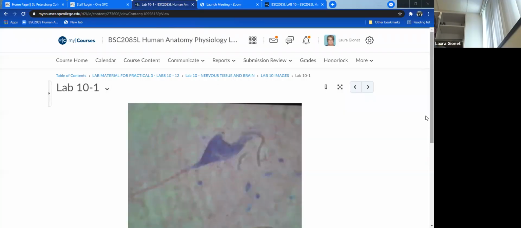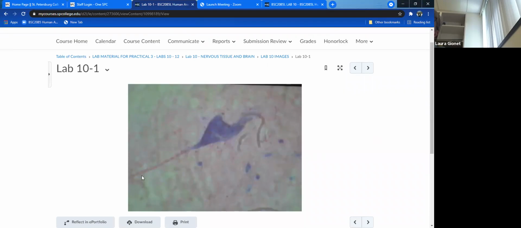Sometimes I use these, sometimes I don't. So histologically, I generally don't ask about the motor neuron because I don't think this is a very good picture of a multipolar neuron. Not that it's the instructor's fault that took the picture. It's just hard to get a good one and put it up on the course page. All right, but this would represent a multipolar neuron. I'm not going to use that slide.